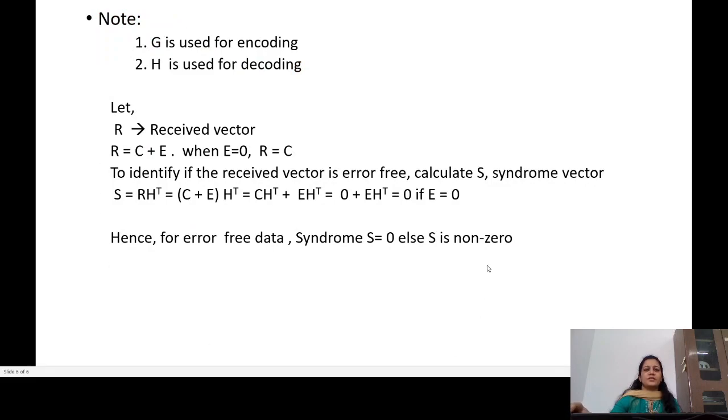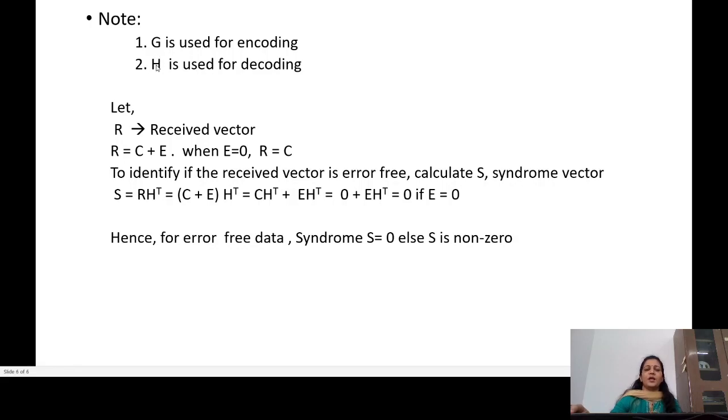So from the discussion it is very clear that we have two important matrices associated. One is the generator matrix G, which we will be using for encoding, that is C is equal to D into G, and we will be using H for decoding, that is C into H transpose is equal to 0. In both G and H we will be using the same parity matrix. G is I_k and P, H is P transpose and I_n-k. Those are the two different matrices that you need to remember.